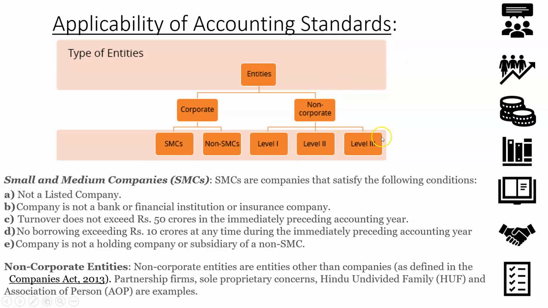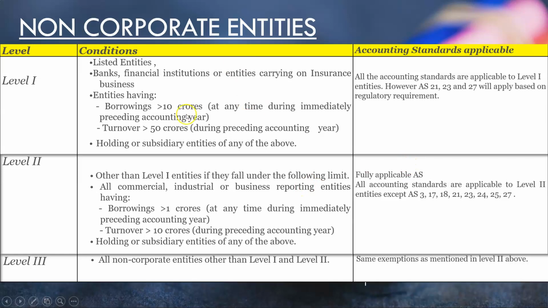There are again 3 levels of the non-corporate entities. Let us get into that. Here, level 1: these are listed entities. They are not companies. Say, here you can imagine a partnership firm that is not listed, is a bank, financial institution, or entities carrying on the insurance business. Those partnership firms have borrowings greater than 10 crore at any time during the preceding accounting year, turnover greater than 50 crore, and it can be holding or subsidiary.